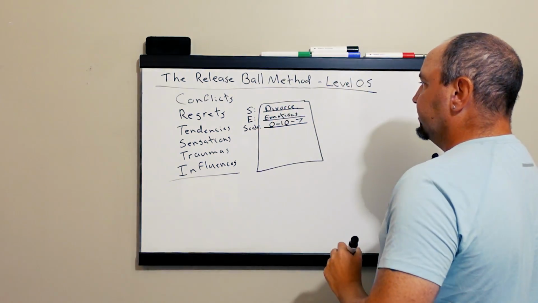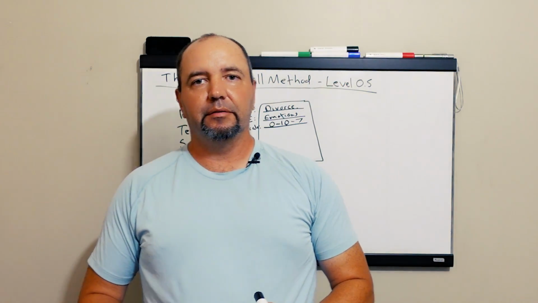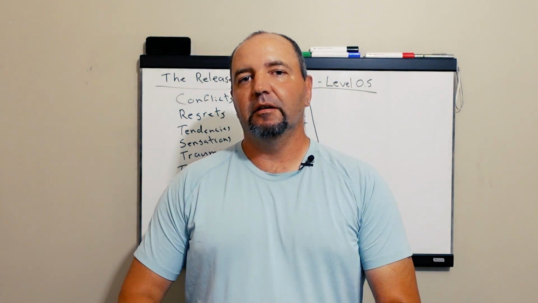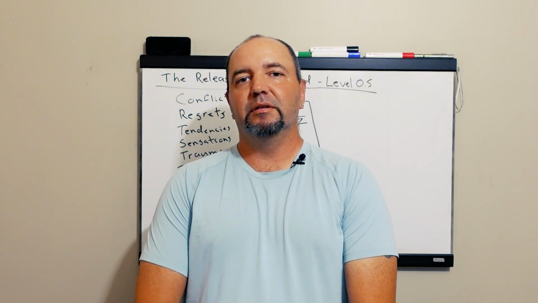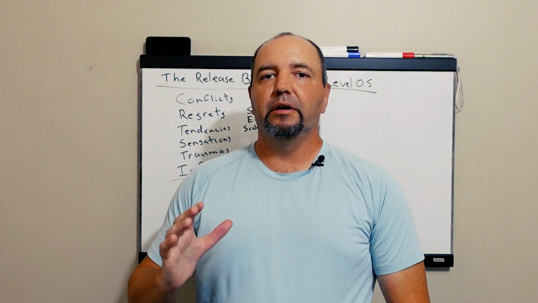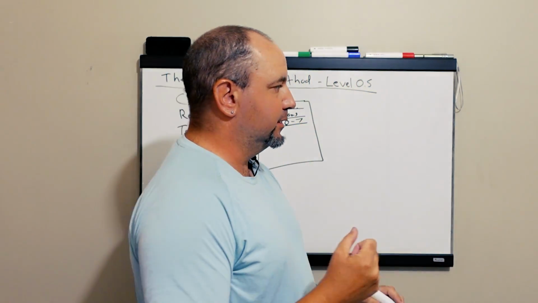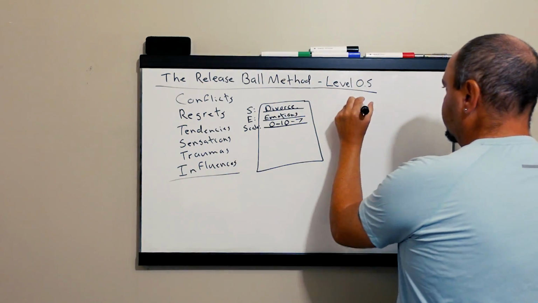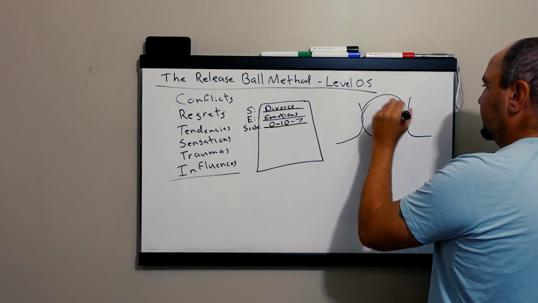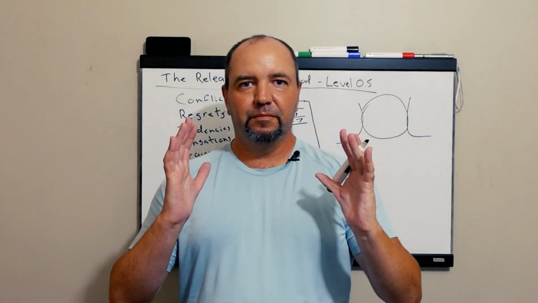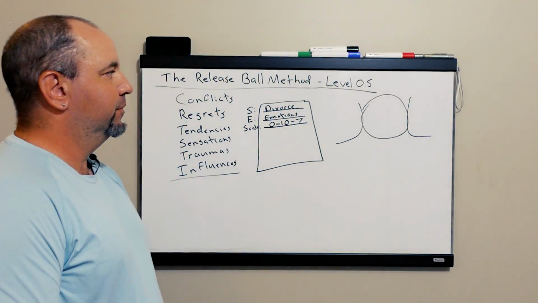So once we have that, now we're going to go into the release ball method itself. Now there's two ways that we can do this. Number one is you can imagine an invisible ball in your mind to where the conflict itself is going to be contained. Second thing is that with your hands, just imagine that there is an invisible ball in between your hands. Either way works just fine.